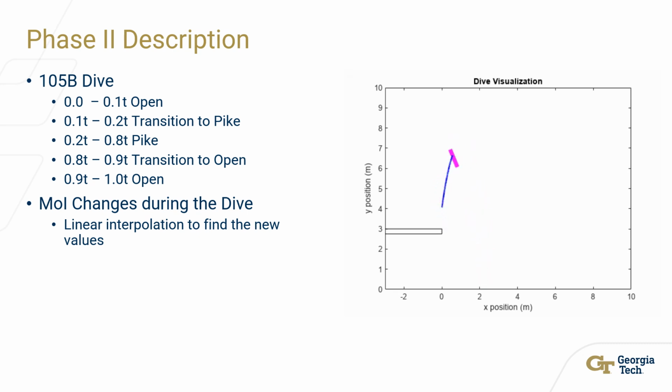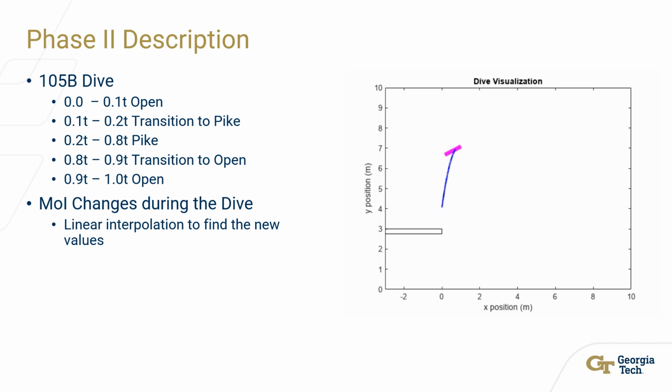For the first 10% of the time, the diver is in the open position. For the next 10%, the diver transitions to the pike position. For the next 60% of the time, the diver stays in the pike position. For the following 10%, from 80 to 90%, the diver transitions back to open, and for the final 10%, the diver stays in open. Because the diver is changing orientations, our moment of inertia matrix does not remain constant.